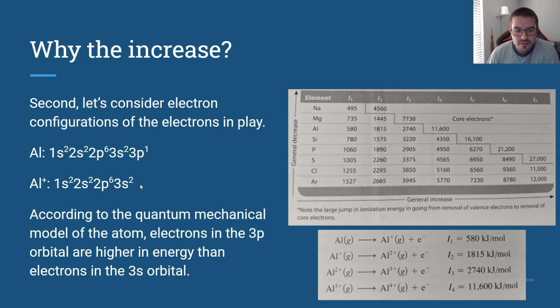So let's consider in each of these scenarios which electron is getting removed. In the first situation, it's this electron right here, the electron that's in the 3p orbital. In this situation, the electron that's being removed is in the 3s orbital. According to the quantum mechanical model of the atom, electrons in the 3p orbital are higher in energy than electrons in the 3s orbital. When it says higher in energy, it means that they're easier to take away.